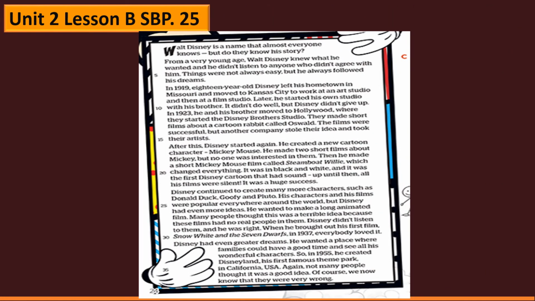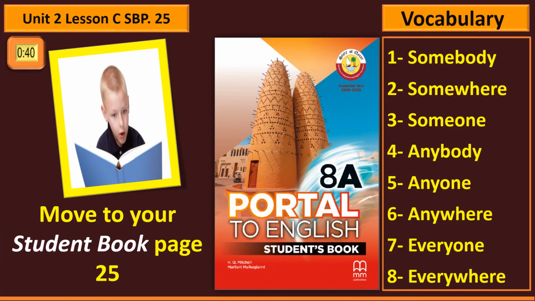Now move back to your student book page 24. I want you to have a look at the text and try to underline some, any, no, and every. Pay attention to the noun: whether it is singular or plural, countable or uncountable. Do this on your own. Now let's move on to your student book page 25. Have it open.